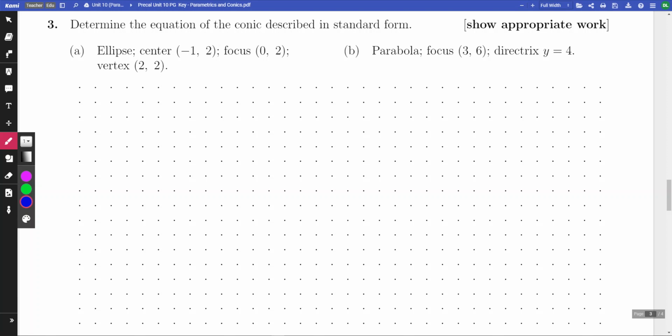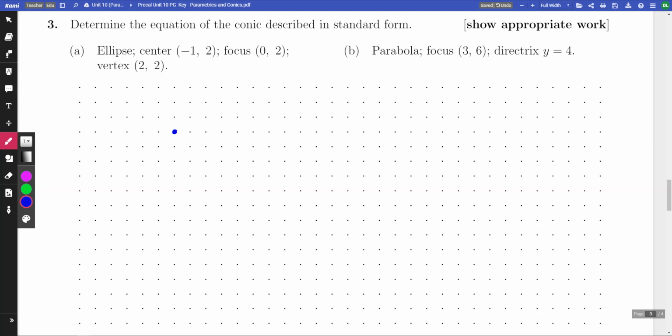Okay, for these examples, we're going to look to determine the equation of the conic described in standard form. Here we have an ellipse, and we know the center of the ellipse, we know a focus, we know a vertex. It can certainly help us out to plot our ideas. So we have our center at (-1, 2), and a focus at (0, 2), right?